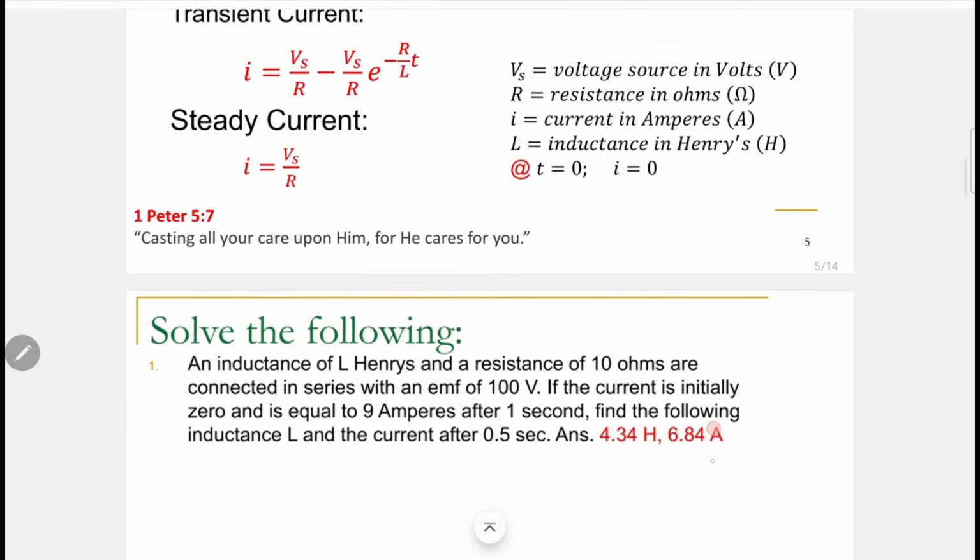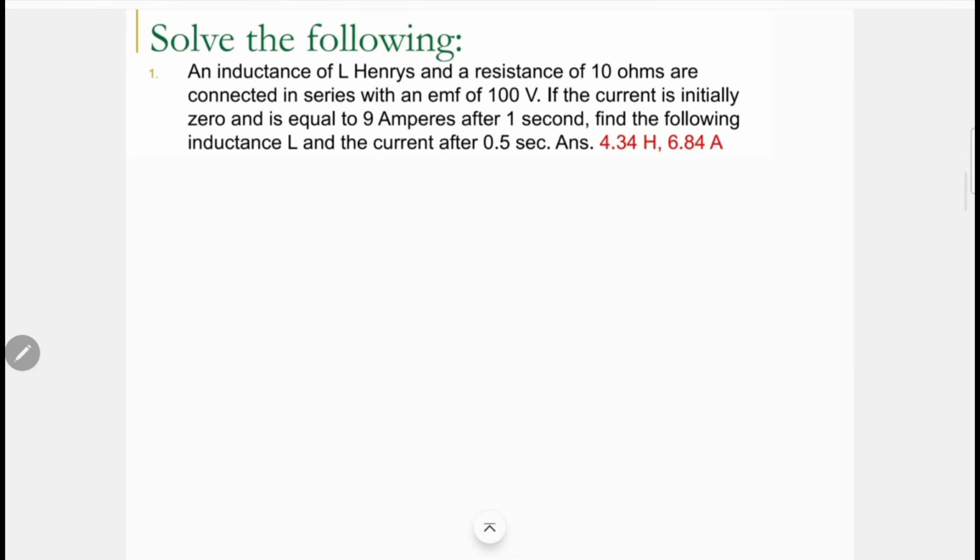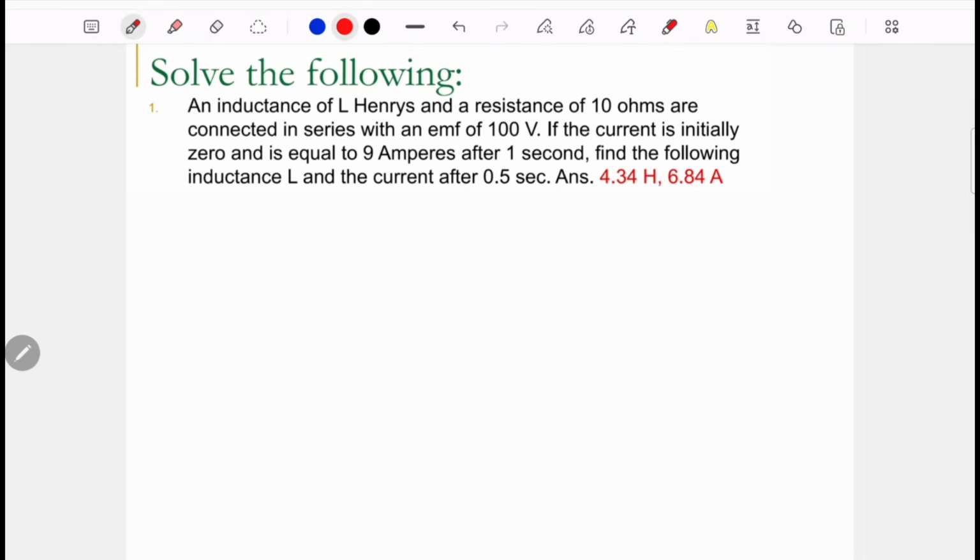So let's have some examples. Number 1. An inductance of L henries and a resistance of 10 ohms are connected in series with an EMF of 100 volts. If the current is initially 0 and is equal to 9 amperes after 1 second, find the following: inductance L and the current after 0.5 seconds. First, write down the given. We have the resistance, 10 ohms. EMF, that is our V sub s, 100 volts.